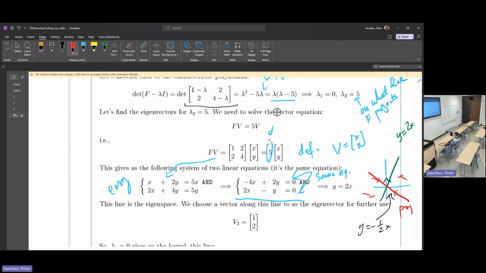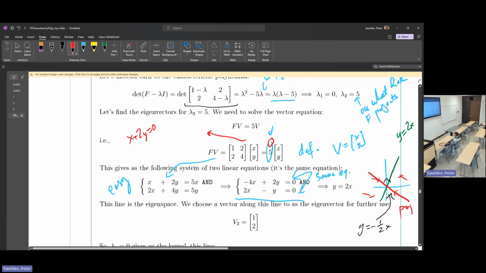So the eigenvalue is 0, which means that what I end up with is x plus 2y equals 0. The first line. The second line is 2x plus 4y equals 0. So once again, we discovered the same thing as before. It's the same equation. And then I can solve for y if I want to, and I end up with y equal to -1/2 x.